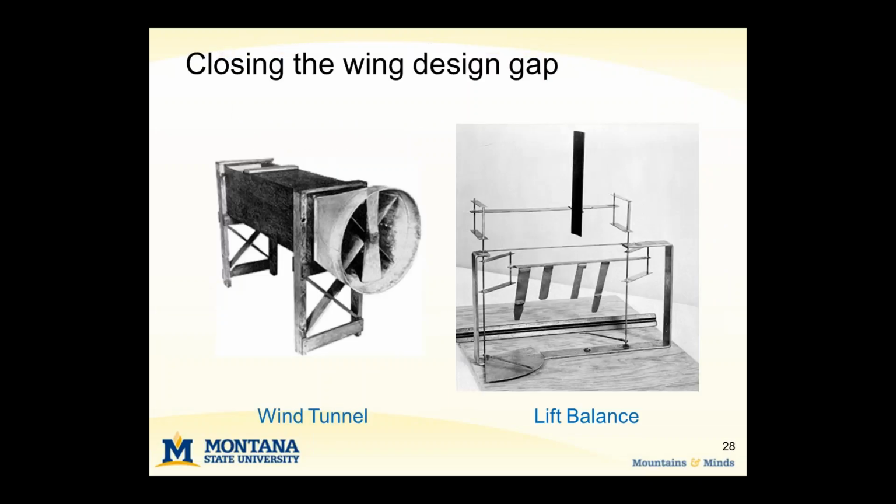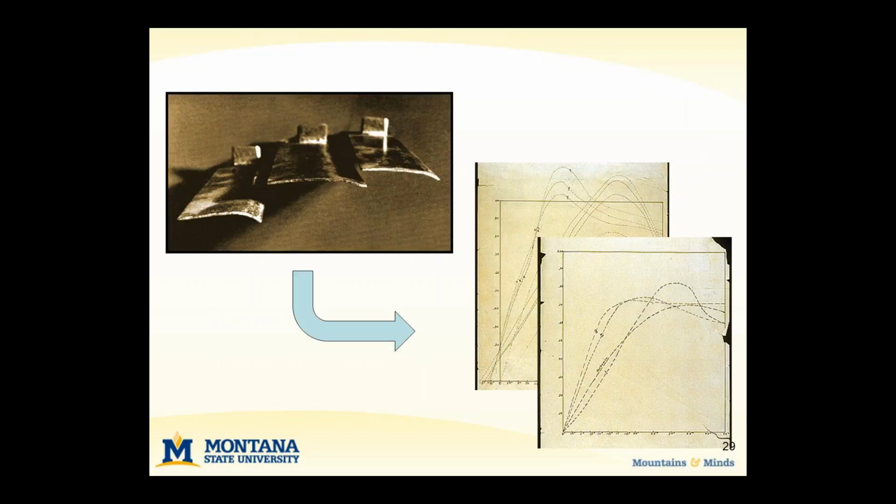they moved from flying kites to the wind tunnel, which they're pretty famous for, and they developed a lift balance there to evaluate different wing foils. And they actually ended up testing a bunch of different airfoils for lift and drag. And they recorded those data in their journals in the form of the curves that you see on your screen.